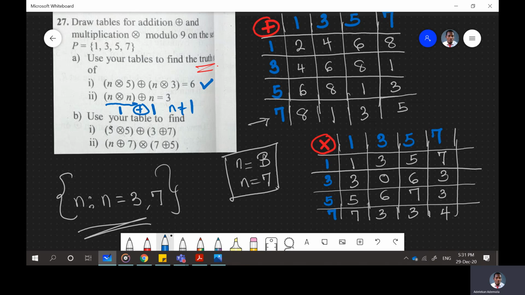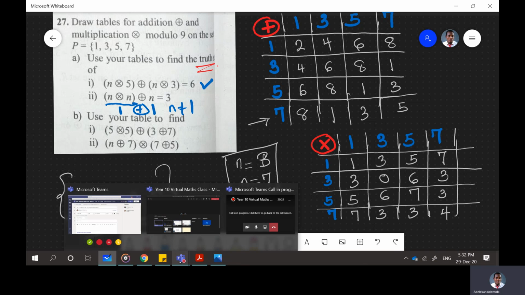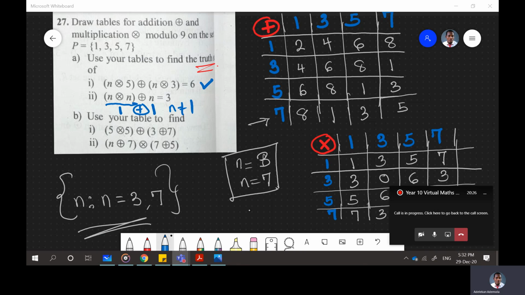I want to also ask you to do B as a practice so that you can get better at this. But when we look at this topic properly in class, I'm going to explain it to you more thoroughly, what modular arithmetic or modulo arithmetic is all about.